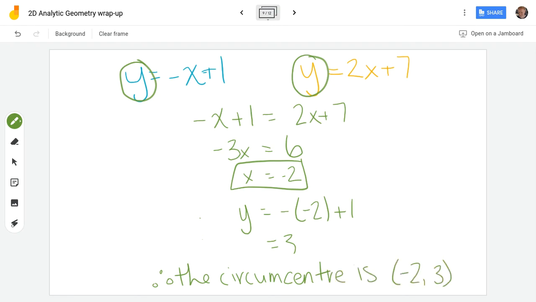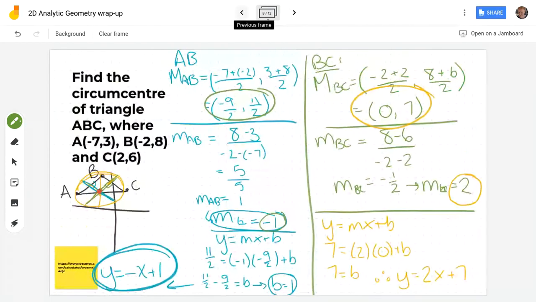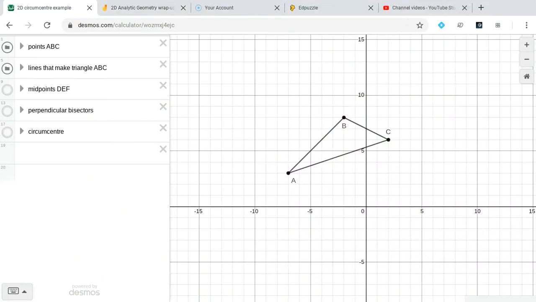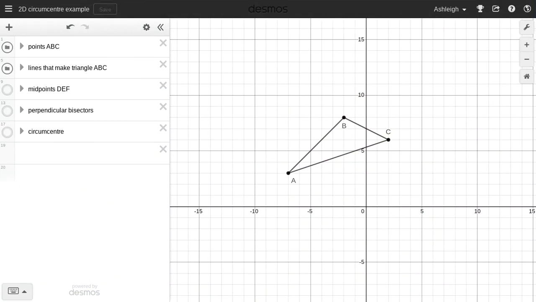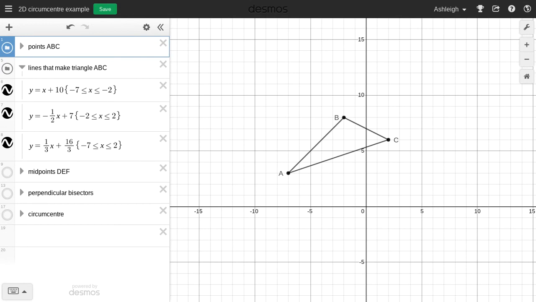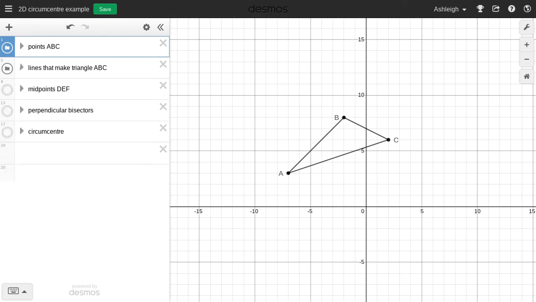-2, 3. Now, I want to point out that right here, I put a Desmos link. So I'm going to show you what that is. This one's quite complicated, so I put it into Desmos. So in the first folder here is the points ABC, and you can see them all here. Then I did the lines that make it a triangle, and I use these squiggly brackets to cut the lines off so they don't go on and on forever.